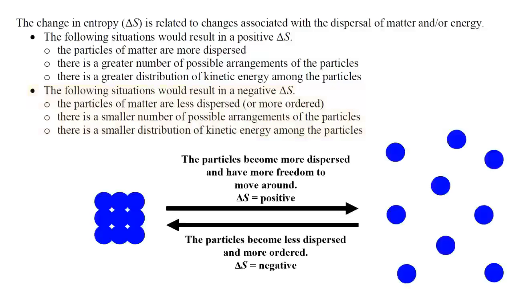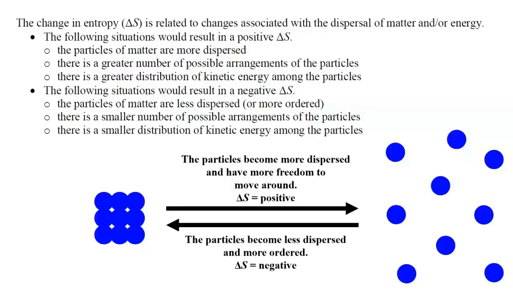Now, take a look at the particle diagram on this slide. From left to right, a sample of matter is changing from a solid to a gas. The particles become more dispersed and have more freedom to move around. Therefore, the entropy of the system is increasing and the sign of delta S is positive.